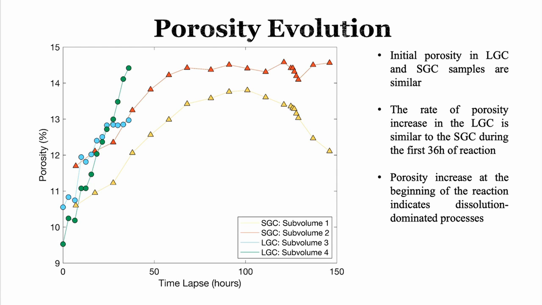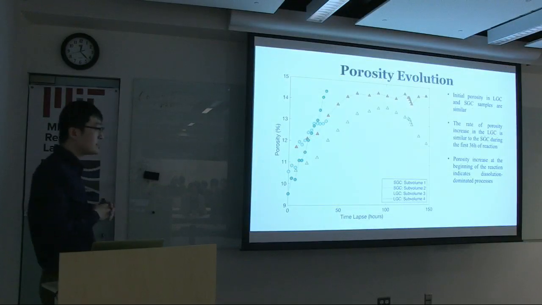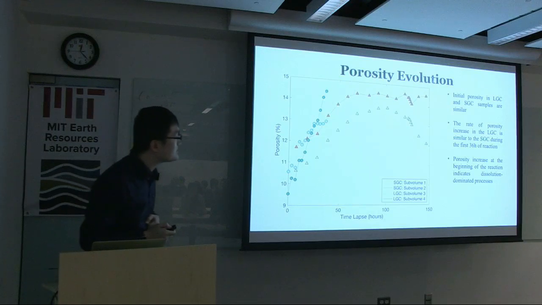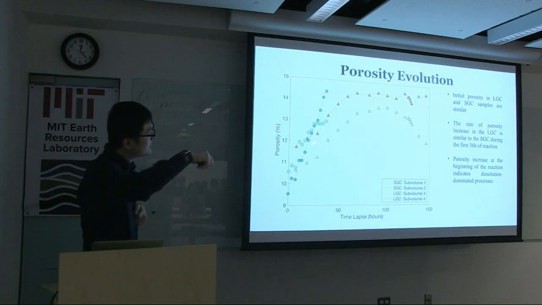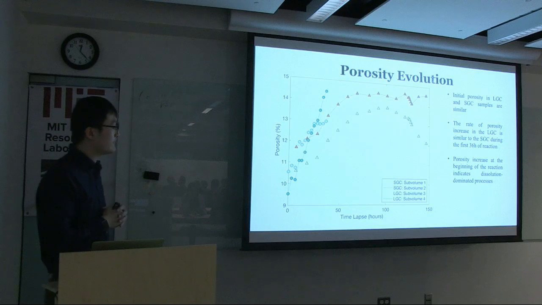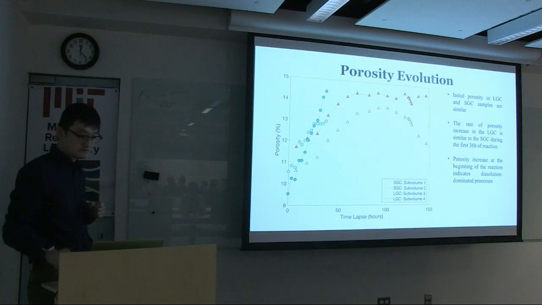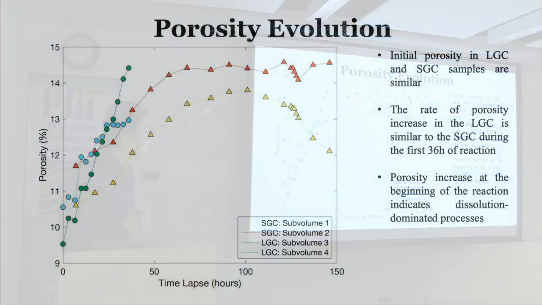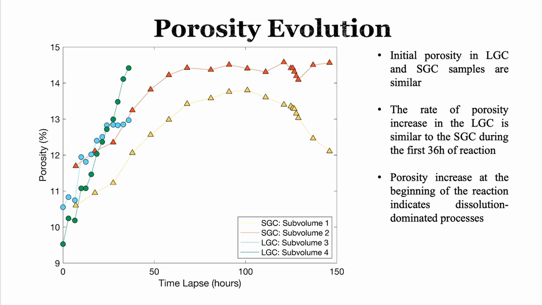And then for the first about 30 hours, the porosity increases, which demonstrates the dissolution. While in the SGC sample, we start to see the growth of the porosity plateau, which is related to the precipitation of magnesite that we see on the surface of the grain. So basically, the porosity increase shows that at the beginning of the reaction, the dissolution dominated the whole process.